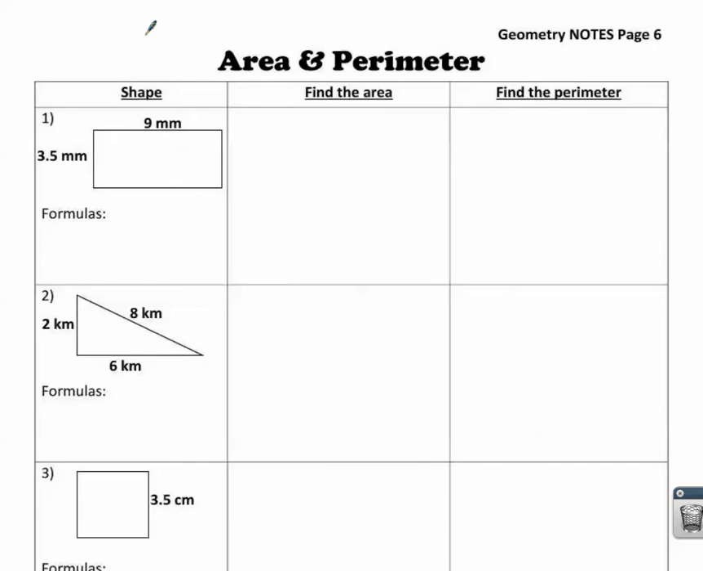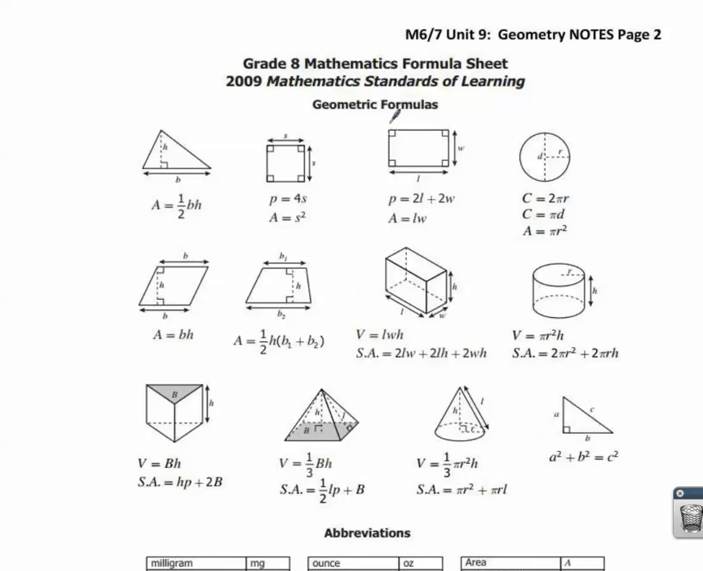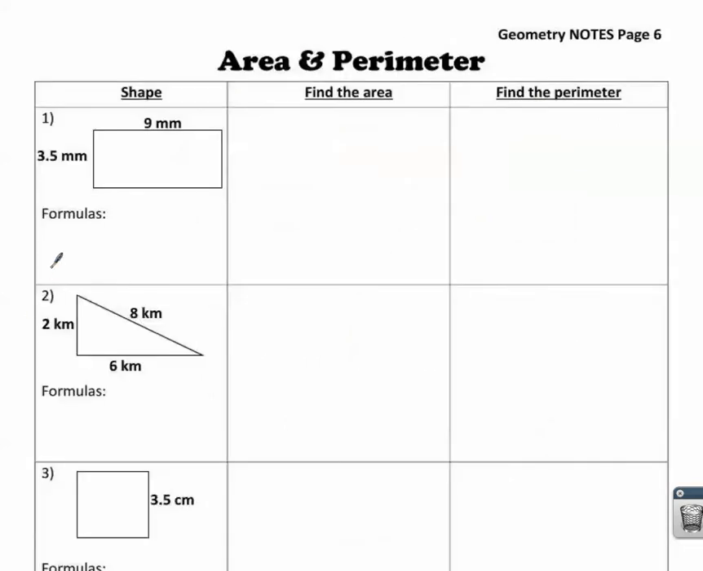Looking at the first example, you're given a rectangle. So over here to the left, you want to go to your formula sheet, find the rectangle, and you want to write down your formulas. For example, to find the area, it's going to be length times width. To find the perimeter, it's going to be 2 times length plus 2 times width.